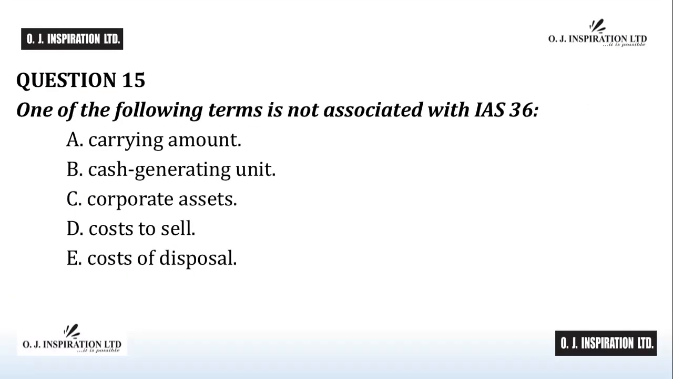Question number 15. The answer to question number 15 is D, cost to sell. Cost to sell is not a term associated with IAS 36 impairment of assets. Rather, it is associated with IFRS 5 non-current assets held for sale and discontinued operations. D is the answer to question number 15.